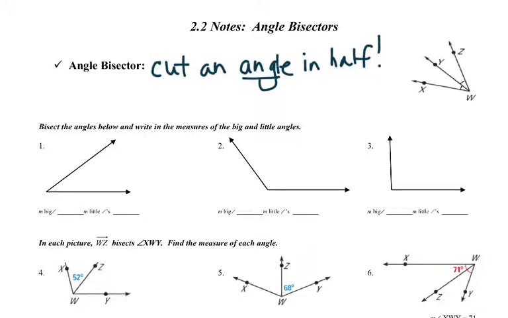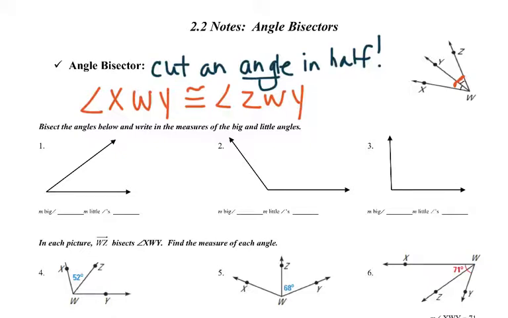And so how we represent that is with these little marks. Like you see these two little marks. That's showing us that angle XWY is congruent to angle ZWY. And that's what happens when we cut an angle in half, right? We get two congruent angles.